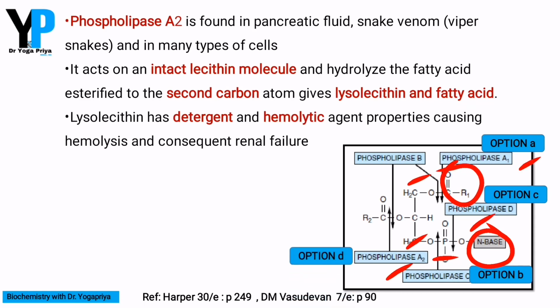And the final option, option D, which is the correct answer, is phospholipase A2, which cleaves the fatty acid that is attached to the second carbon. The resultant lysolecithin is the reason for the hemolytic properties.